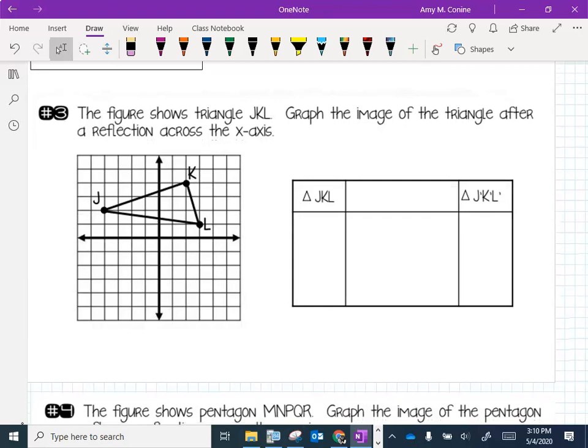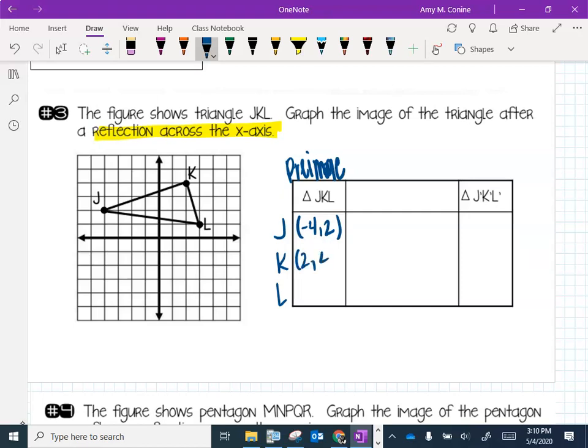and the figure's already there, so we have a triangle, and we're going to reflect it across our x-axis. So let's find our points. So we've got J, K, and L. This is our pre-image. Okay, J is 1, 2, 3, 4. So -4, +2. K is at 2, +4. And L is at 3, +1.